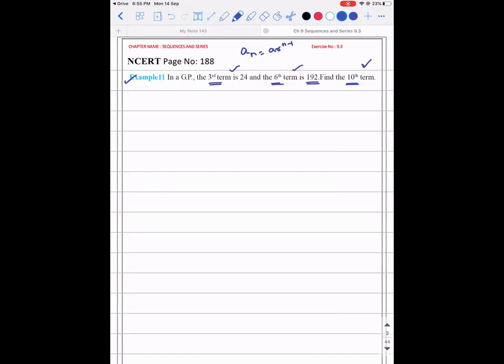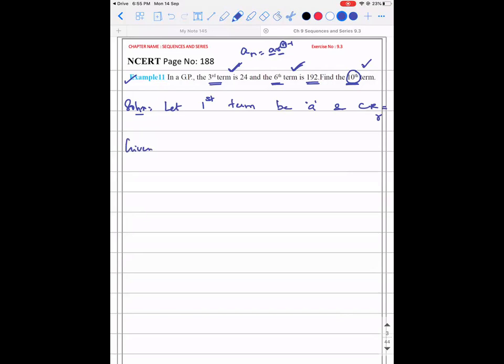It is only 2 because 10 is a number, right? You can substitute 10 here. The first term is not known, the common ratio is not known. So 2 unknowns means how many equations do we need? Two equations. So 2 equations means 2 conditions to be given. That is why they gave these 2. So how to proceed is, let the first term be a and the common ratio be r.